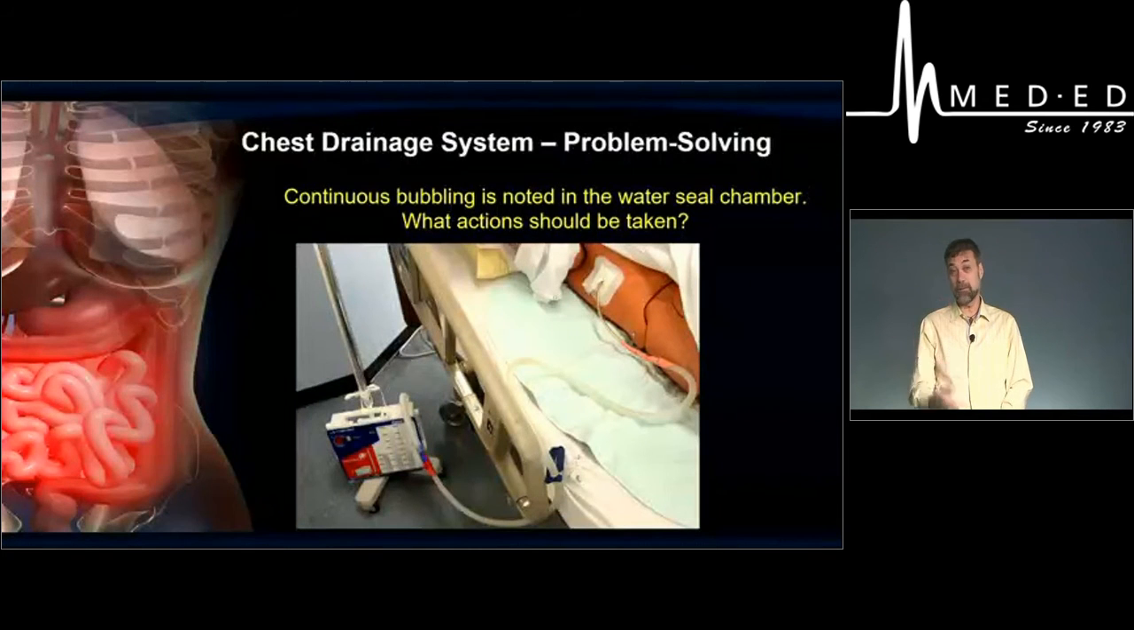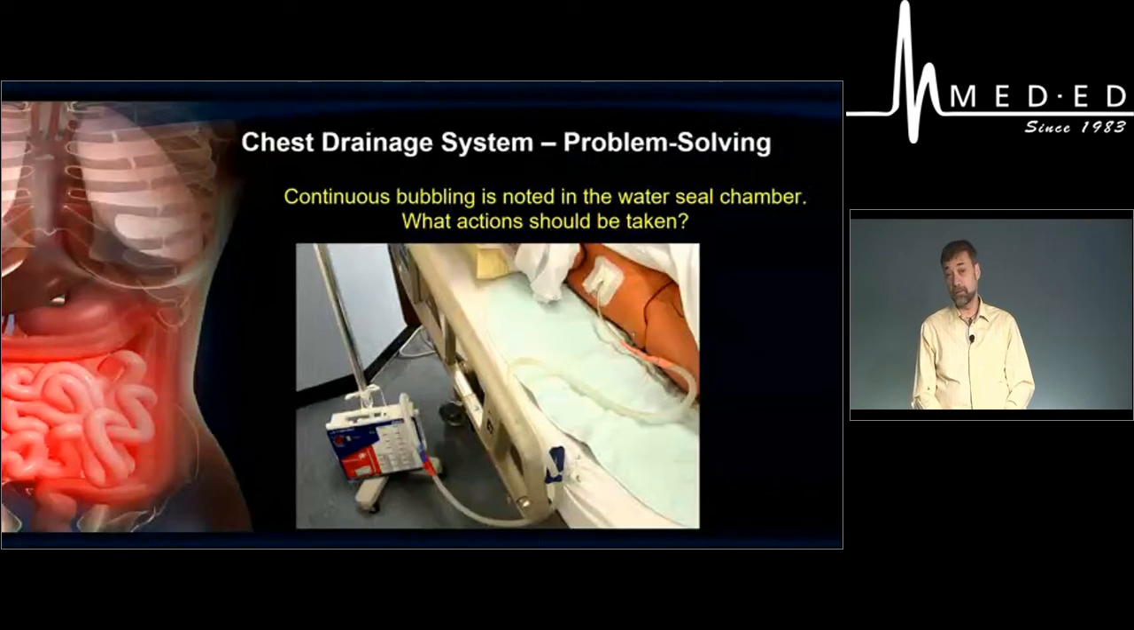Now, let's talk about the opposite. Let's say that instead of the tidaling stopped, you get continuous bubbling in the water seal chamber. What things should you do when you see continuous bubbling in the water seal chamber of a chest drainage set? You should be able to come up with 4 things you should do. So if you can't think of the 4, pause this and see if you can come up with the answer, because I'm going to give them to you now.